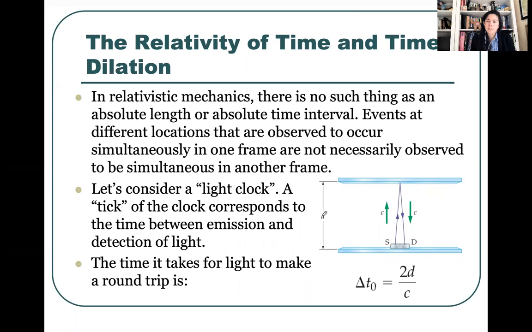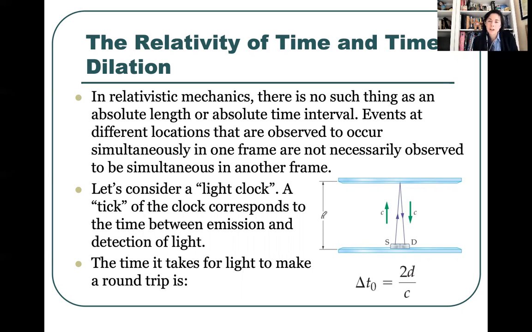But this is a very different way of thinking about time and length, and we're going to see that our understanding of time is fairly limited, as it turns out. In relativistic mechanics, if you look at events that are happening at different locations and observed to happen simultaneously in one frame, what you may see is that in a different frame, they are not necessarily observed to be happening simultaneously.